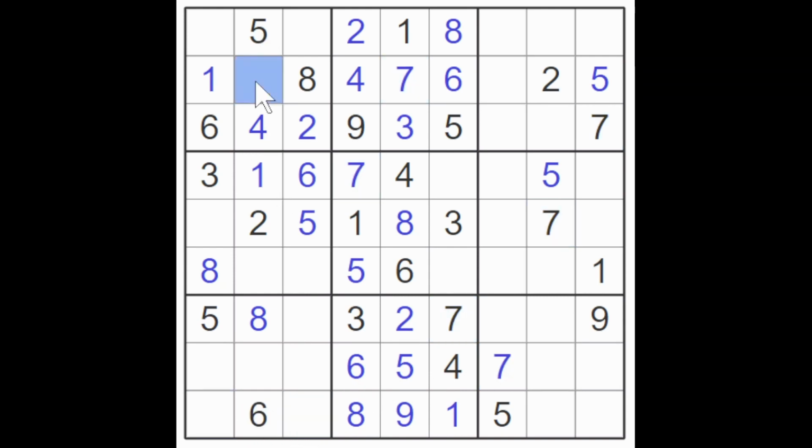And since we know that this can't be a 7 because of the 7 here, then this cell must be a 7, mustn't it? This is now a 3, 9. This is a 3, 9. This is a 4, 9, and this is a 4, 9.